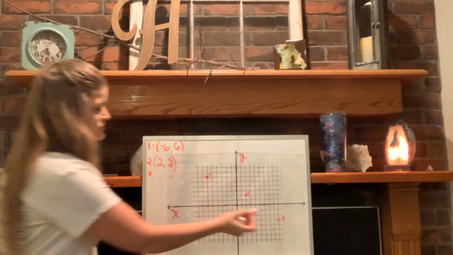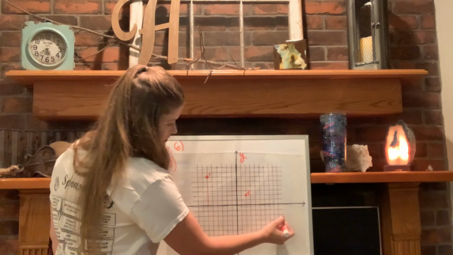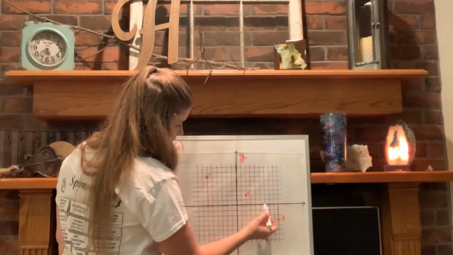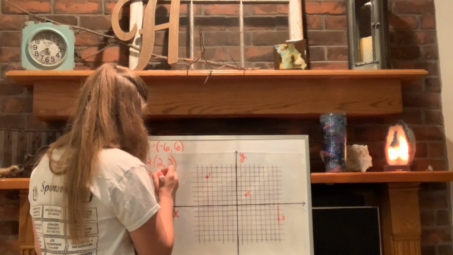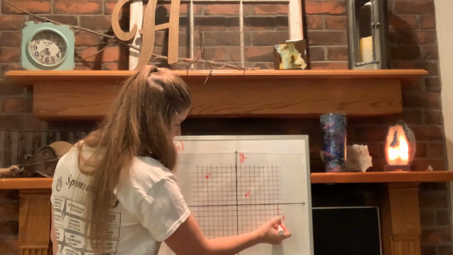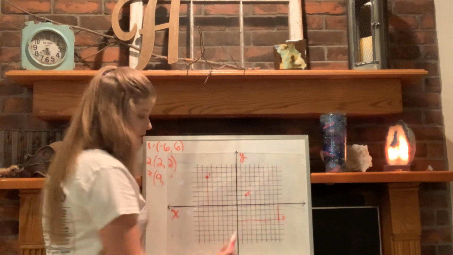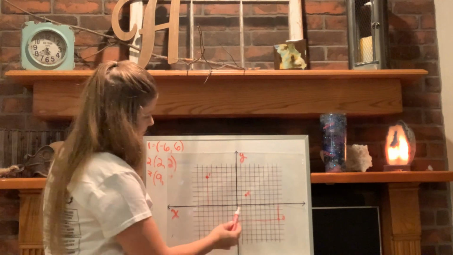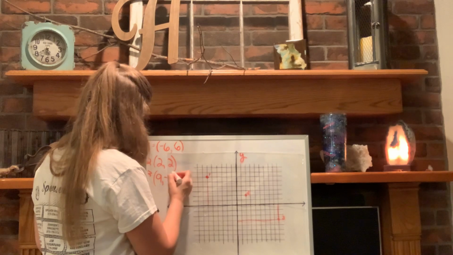Point 3, which is right here. Left and right first on the X. If I need to draw a line, that's fine. 1, 2, 3, 4, 5, 6, 7, 8, 9. And now, up and down. If I need to draw a line, that's fine. It's below the point of origin, so that means it's going to be a negative. 1, 2, 3. -3.